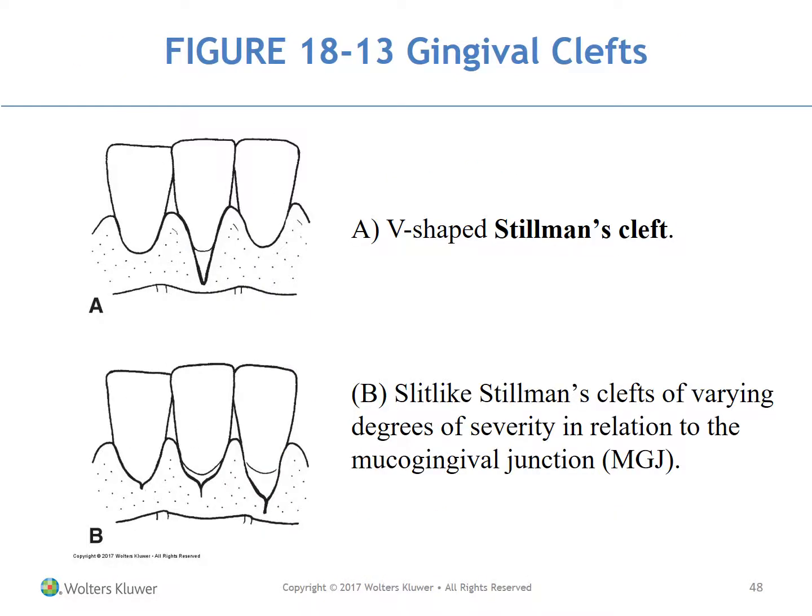Then we have V-shaped clefts, and a cleft is just kind of that one little notch in the tissue. And we have the V shape there, which is the Stillman's cleft. And then we have slit-like Stillman's cleft of varying degrees and severity in relation to the mucogingival junction. So how close is it getting to that MGJ? And the MGJ is right here. Remember, that's where the tissue is more loosely adhered. So once that gets down to there, then infection is really hard to catch and much more difficult to treat.